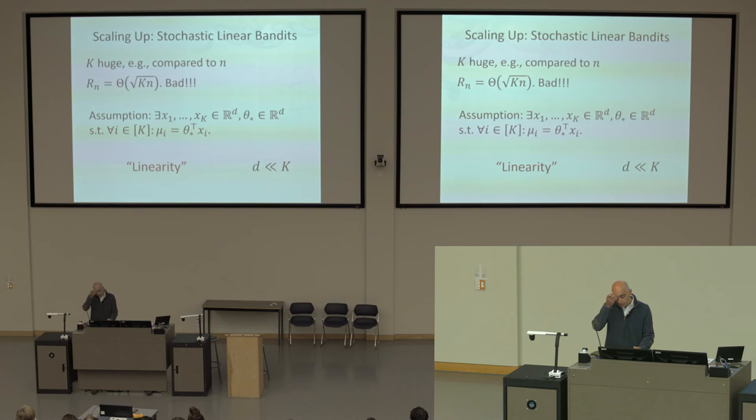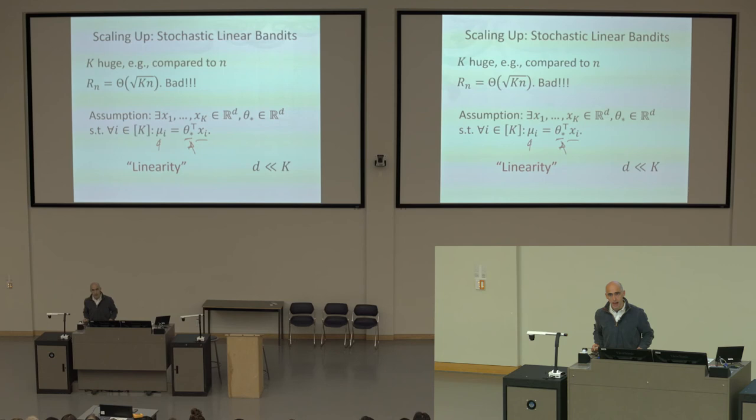One of the ways that people try to do this is by assuming linearity, which is our friend when it comes to modeling how you can generalize from one situation to another. In the so-called linear bandit framework, you have, again, K arms, but each arm comes with a feature vector that describes how it relates to the other arms. You make the assumption that the payoff is the inner product of this feature vector with an unknown parameter vector theta star. That's the linearity assumption.